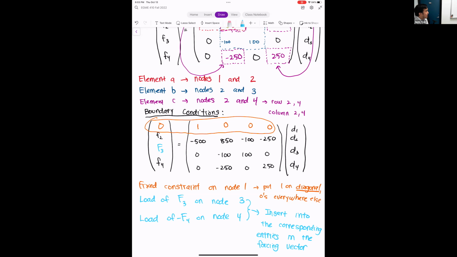And then we have a load of minus F4 acting on node 4. So that one's going to go right there. The only one that we have left is node 2, but in node 2 we don't have any external forces, and so we're just going to put a 0 for that.